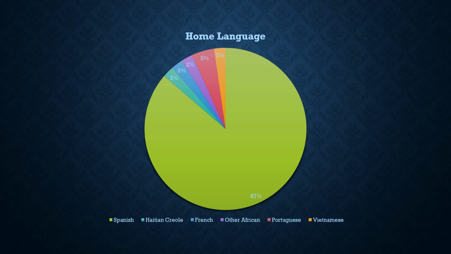As you can see from this graph, about 87% of my English language learners are Spanish speakers, with a sprinkling of other languages in there where about 1 to 2 other students speak these languages throughout my classes.